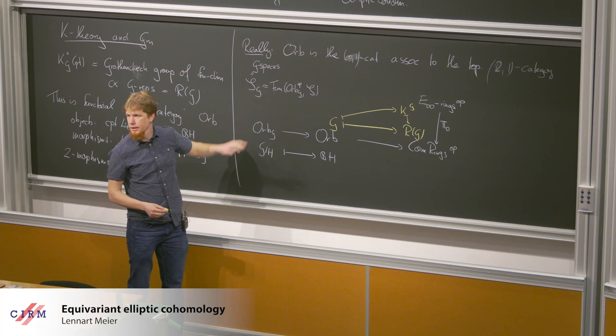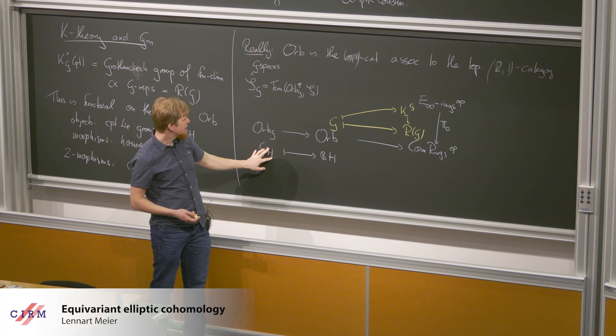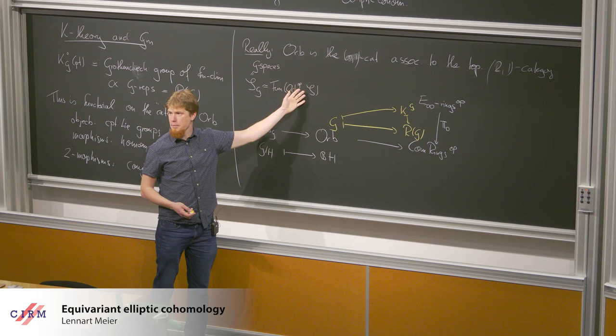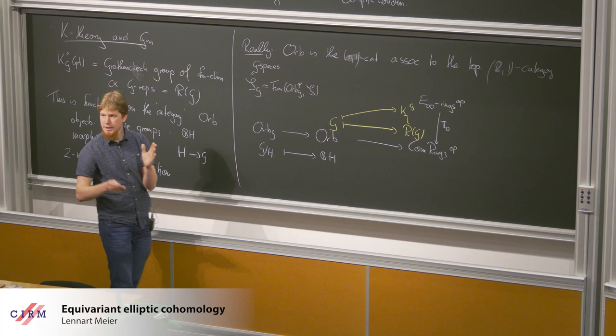If I have a G space, I can record for each orbit the maps from G mod H to this. So in other words, the fixed points. And this is remembering all the fixed points of the G space. And if you put this all together, you remember the whole G space in the correct way we want here. Okay.